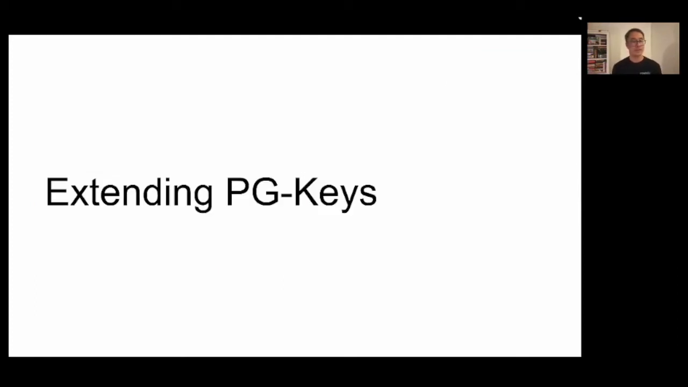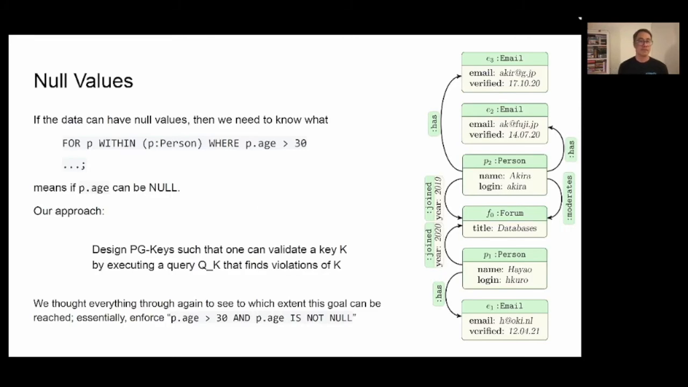Okay, so that's the basis of PG keys and the design criteria that we set for ourselves based upon our analysis of the needs of contemporary graph data management. We also consider in the paper several natural practical extensions to the PG keys formalism. The first is null values. If your data can have null values, then we need to know what references to, say, property values mean if they can take on null values.